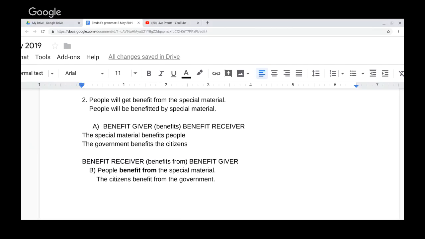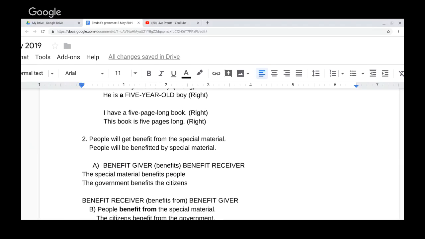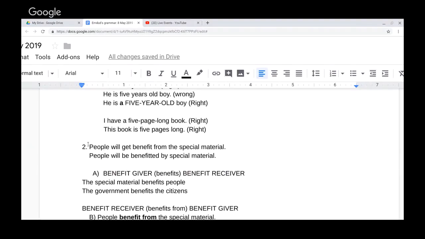Is it clear? So two rules. Now come back to this, will I ever say people will get benefit from the special material? How will it be? Correct it. Who can correct it? Who is the benefit giver? Special material. Who is the benefit receiver? People. So don't change the nouns, keep them exactly as they are. How will it be? People benefit from the special material. Then it will be right.